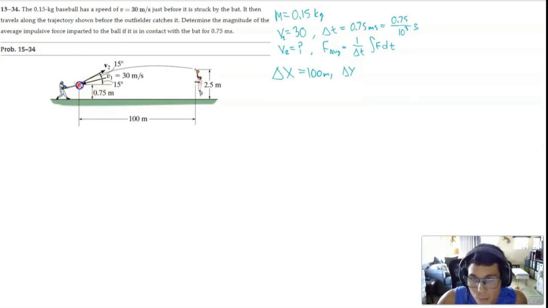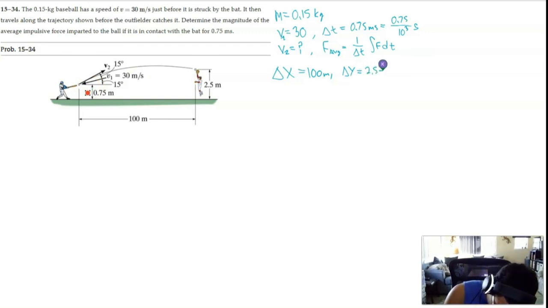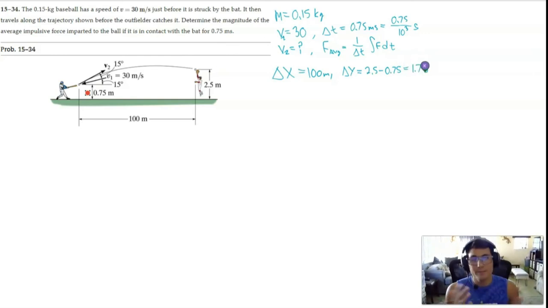Take the baseball point to be your origin, and their change in y would be 2.5 minus this. So change in y is going to be 2.5 minus 0.75, which I believe is going to be 1.75. That is our change in y. Okay, so we got all that.